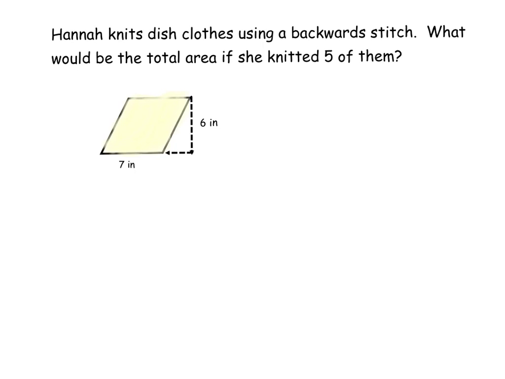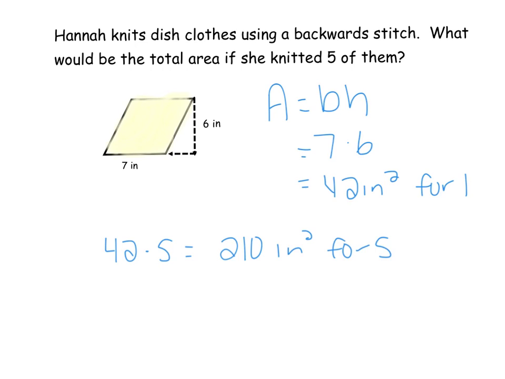Lastly, a word problem. This word problem, in my opinion, is pretty easy, but you have to read carefully. So pause, see if you can figure this out, and then come back. Okay, hopefully you got this. This is a parallelogram, so we're going to use area equals base times height. So 7, and then here's my height. So 7 times 6 is 42 inches squared.